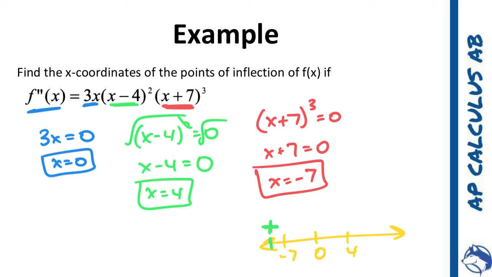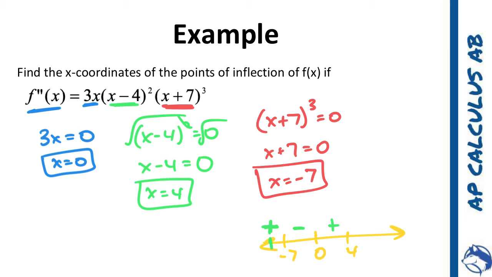So then between negative 7 and 0, let's choose negative 1. So that gives me 3 times negative 1, which is a negative. Negative 1 minus 4 is negative 5, but we square it, so that's positive. And then negative 1 plus 7 is a positive 6, and cubed, that's positive. So that has to be a negative in between negative 7 and 0.